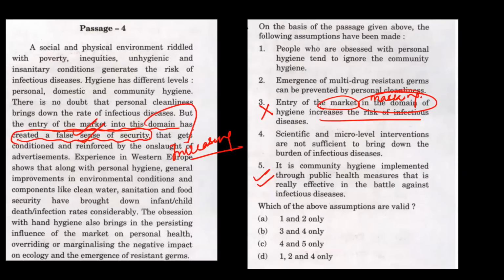So what you have to do, if suppose you have to check statement 3, go to this statement and see, is the passage saying that it is going to increase? No, it is just saying that it is going to mask it. It is only going to create the false sense of perception. But overall, the assumption is what? If you really want to control infectious diseases, then you have to go for community hygiene. That is the overall assumption of the passage, that personal hygiene is not sufficient.